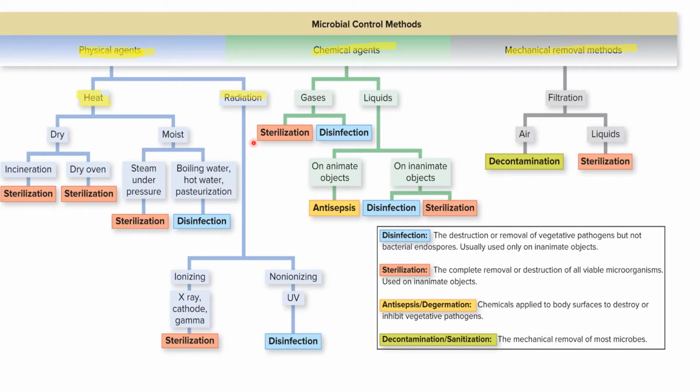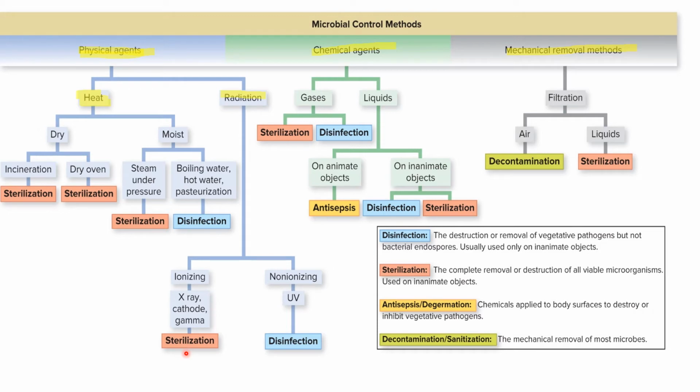Radiation is another physical agent that we use. Now we can use ionizing radiation and or non-ionizing. An example of ionizing radiation would be X-rays or gamma rays, and those are pretty tough. They can pass through objects, through plastic, etc. And so those would be able to sterilize and kill all the cells, including the endospores.